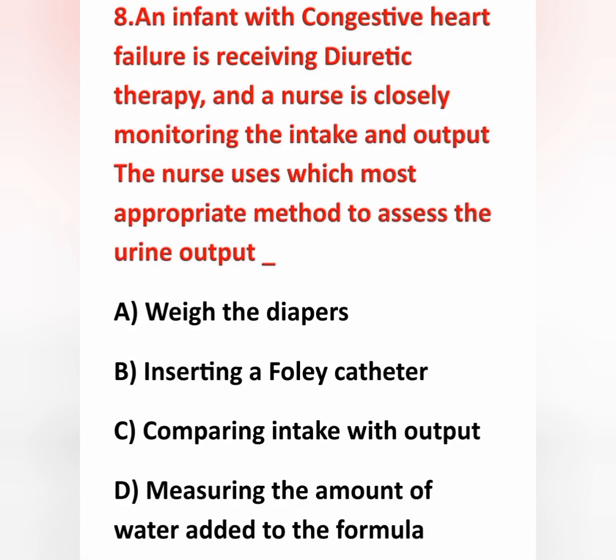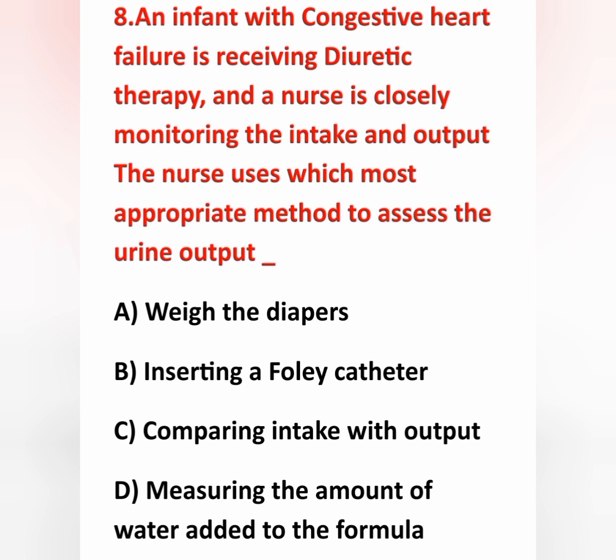Eighth question. An infant with congestive heart failure is receiving diuretic therapy and a nurse is closely monitoring the intake and output. The nurse uses which most appropriate method to assess the urine output? Options are option A, weigh the diapers, option B, inserting a Foley's catheter, option C, comparing intake with output, option D, measuring the amount of water added to the formula.